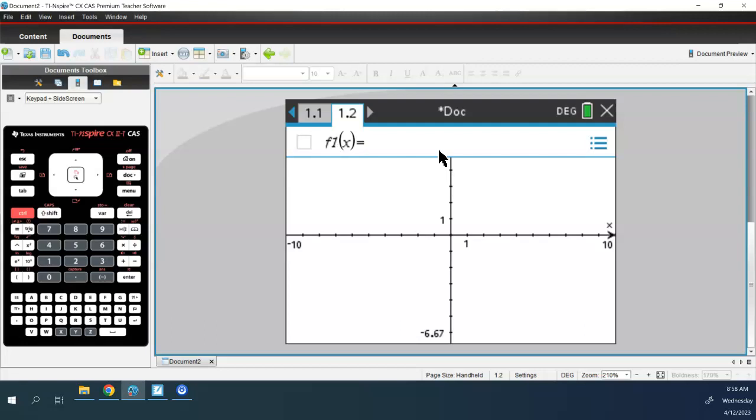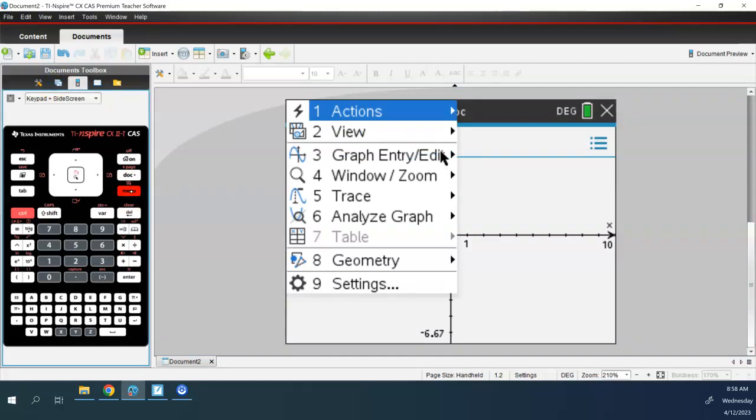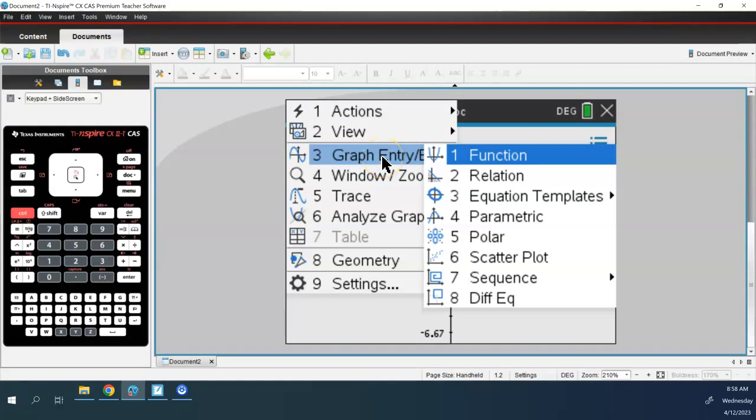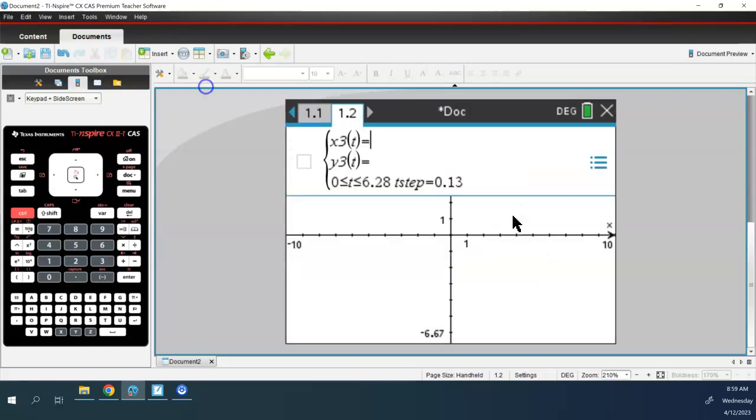We do that by going Menu, Graph, Entry, Edit, number 3. Again, you can push number 3, you can scroll down, or you can slide over. And then we want to pick parametric, number 4. Now, when you click on that, if you'll notice, the part of your graph where you enter the equations has now changed. Now we've got an x function, a y function, a t range, and a t step.